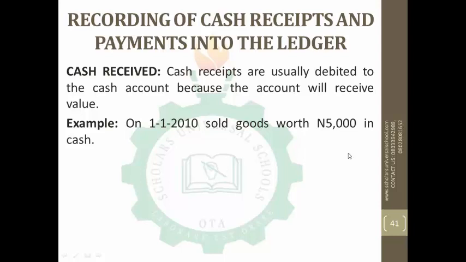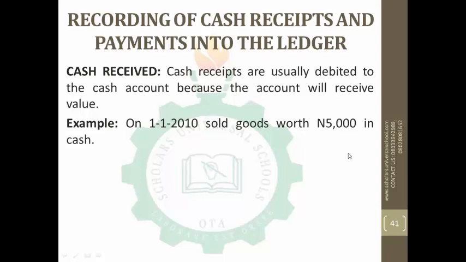You are selling goods. Let's assume you are selling biros, you're selling pens. You gathered 12 pens. Now, out of the 12 pens that you've gathered, you sold 5 of them, and you collected cash of 5,000 naira. Now, two things have happened. You gave out 5 biros, 5 pens, and you received 5,000 naira. Those are the two things that happened.